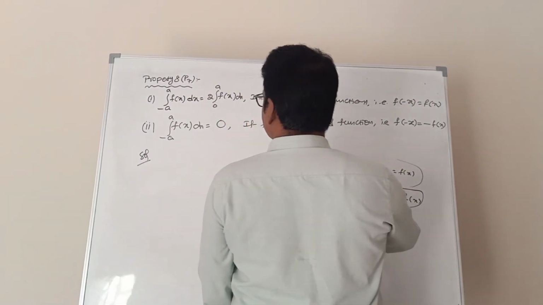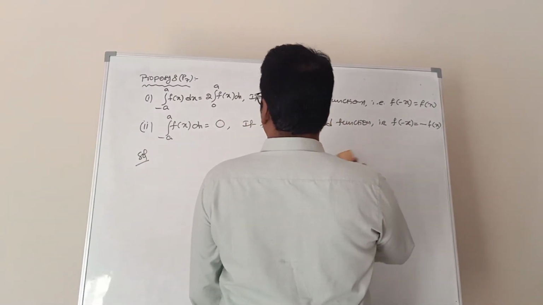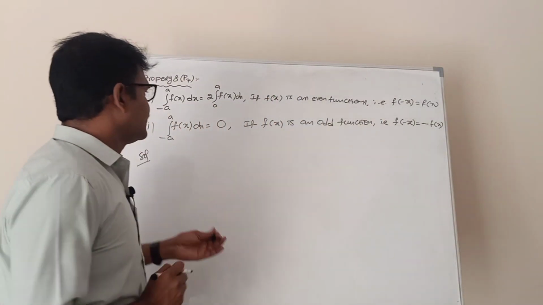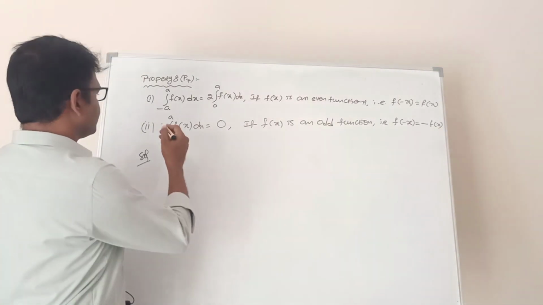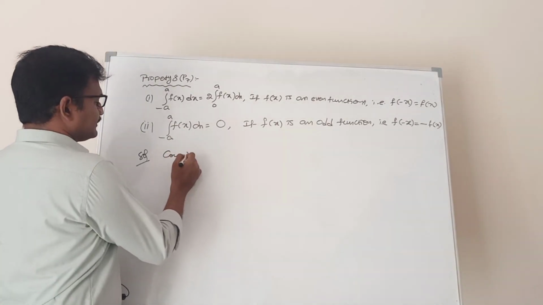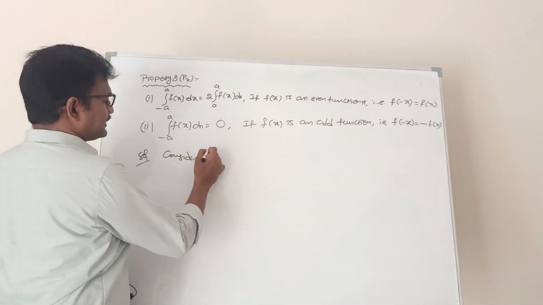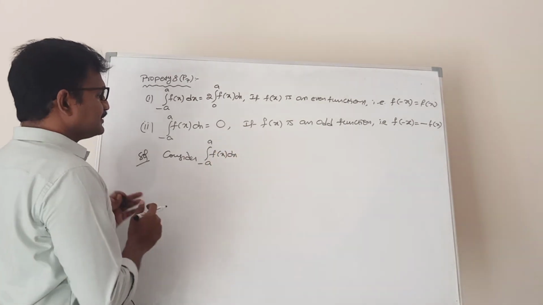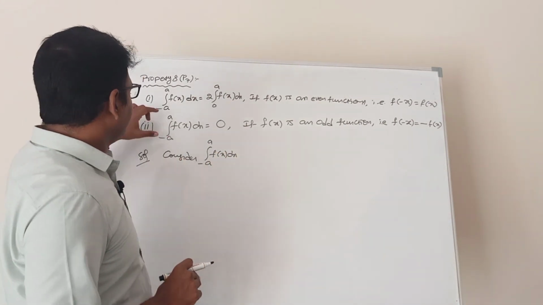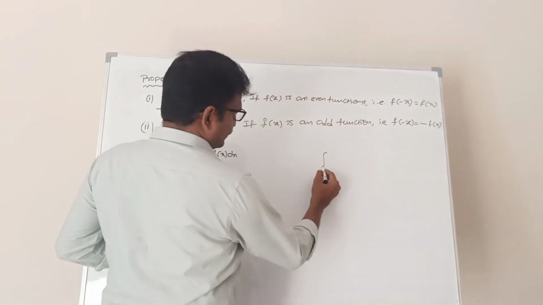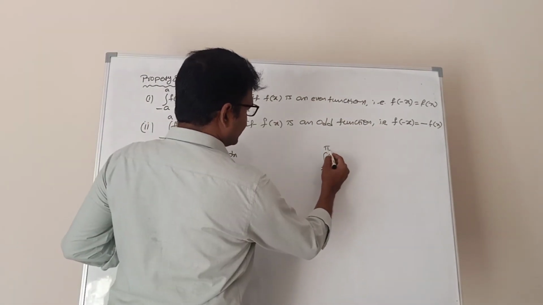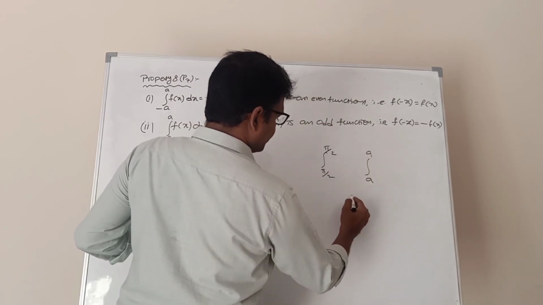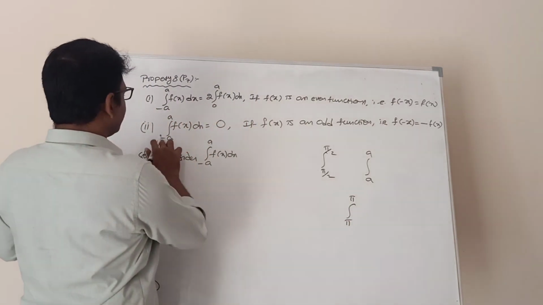Next, what we have to prove? Integration of minus a to a f of x dx equal to 2 times of 0 to a f of x dx if f of x is an even function. So consider the LHS. What is the LHS for both the problems? Integration of minus a to a f of x dx. In future you should remember one thing: lower limit and upper limit are the same values, like pi by 2 or a or pi, with opposite sign, lower limit is minus.